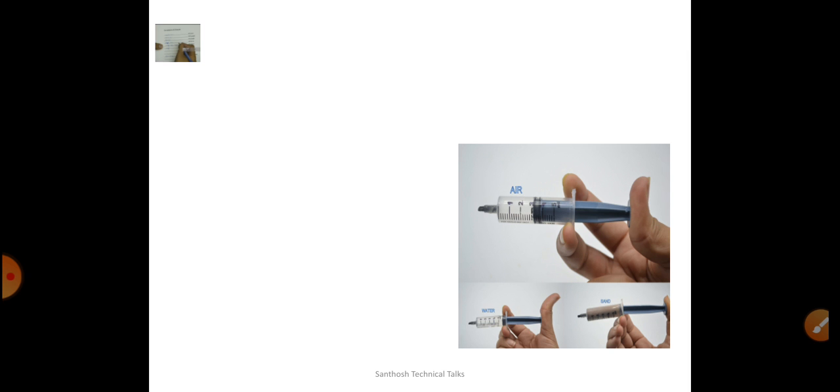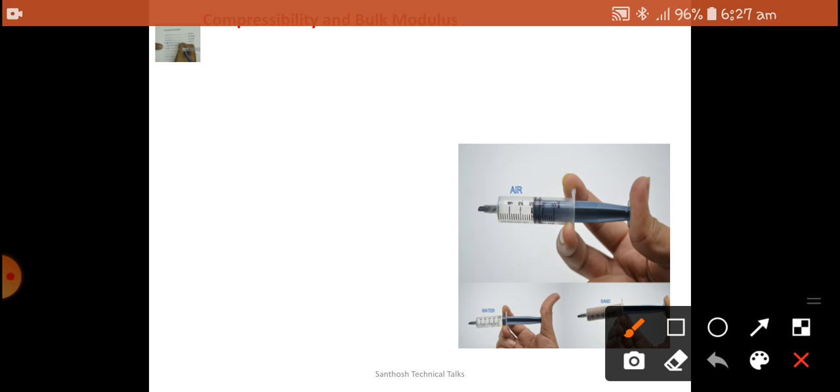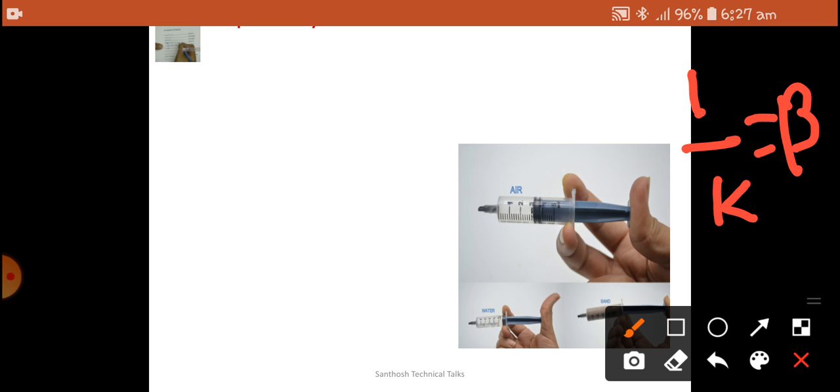Next, what you have to understand from this figure: say we are going to take a syringe. In the syringe we are filling air first, so it can be compressed. If it is water or sand, we cannot compress. So from this figure we have to understand the property called compressibility. Compressibility is the inverse of bulk modulus. It is denoted by K, and beta is the compressibility.